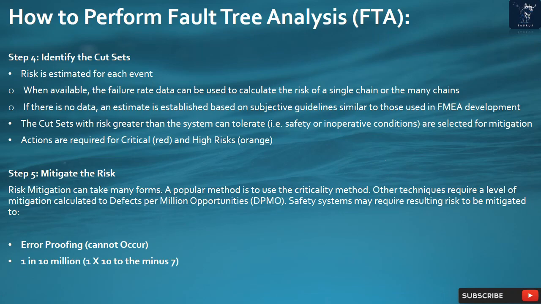Step 5, mitigate the risk. Risk mitigation can take many forms. A popular method is to use the criticality method. Other techniques require a level of mitigation calculated to defects per million opportunities, DPMO. Safety systems may require resulting risk to be mitigated too. Error proofing cannot occur. 1 in 10 million, 1 × 10 to the -7.